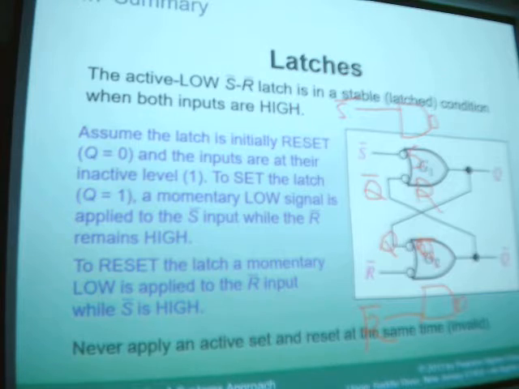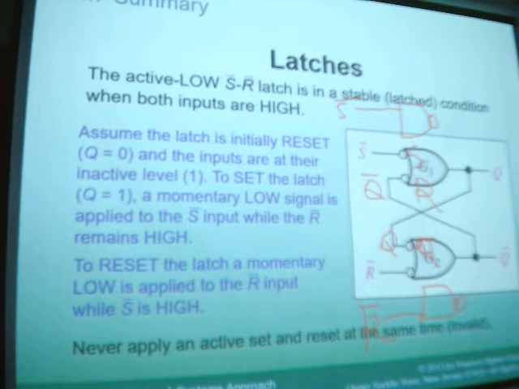When S bar equals 1, R bar equals 0, then S bar equals 1, so S equals 0. 0 plus Q equals Q. So Q equals Q. And Q bar equals 0, so R bar equals 0, so R equals 1. So Q bar equals 1.